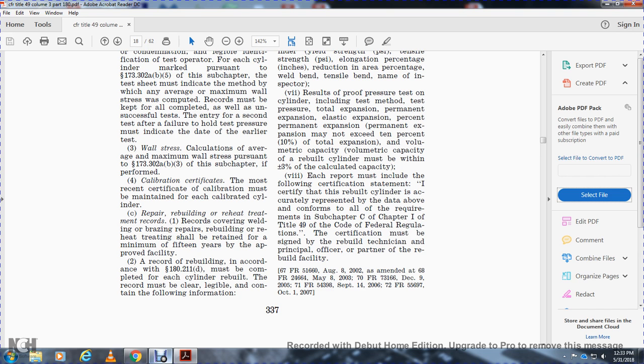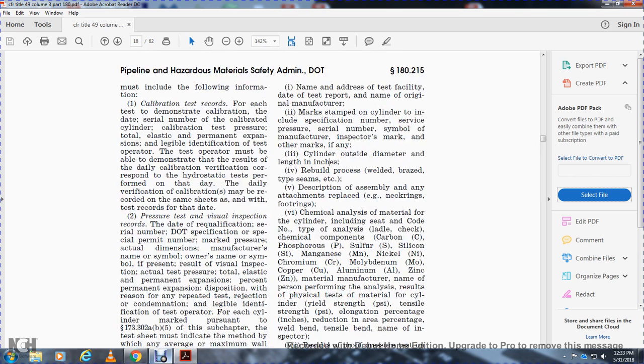The record must be clear and legible and contain the following information: name and address of the test facility, test report, the name of the original manufacturer, mark, stamp of the cylinder with the specification, date, pressure, serial number, the symbol of the manufacturer, inspection mark, other marks on the cylinder, outside diameter, length in inches, rebuild process, weld, braze, and type of seam, etc. Description and assembly, any attachment replaced, neck rings or foot rings, chemical analysis of the material for the cylinder, including the heat number, code, and type of analysis, ladle or check.